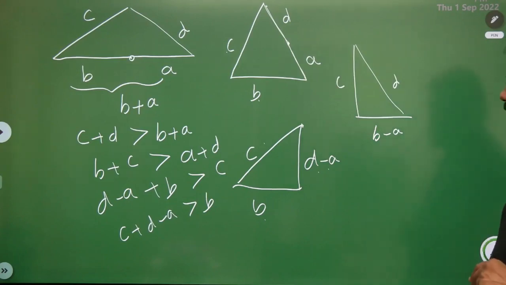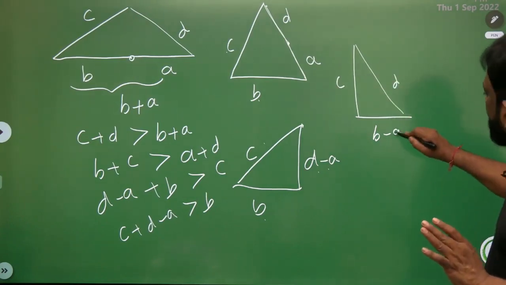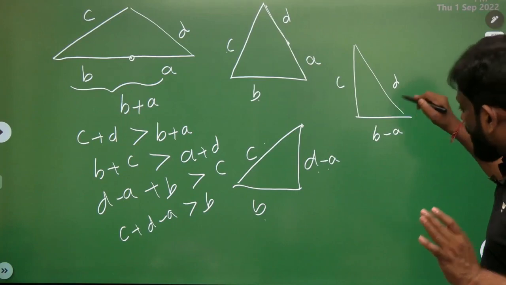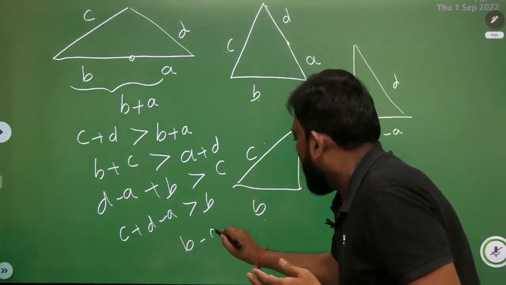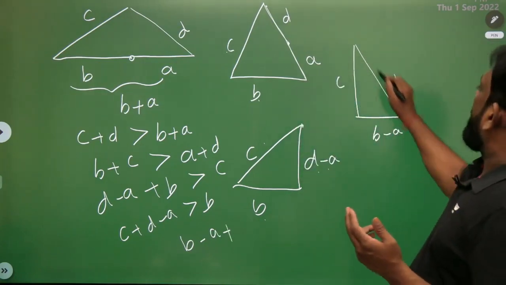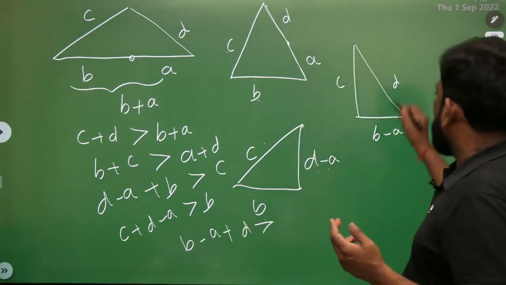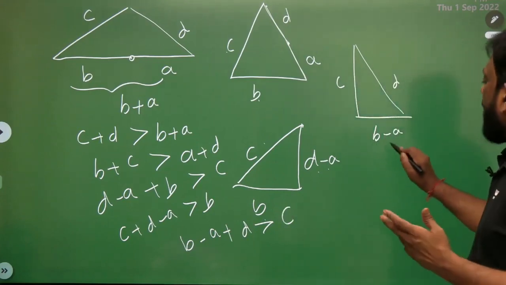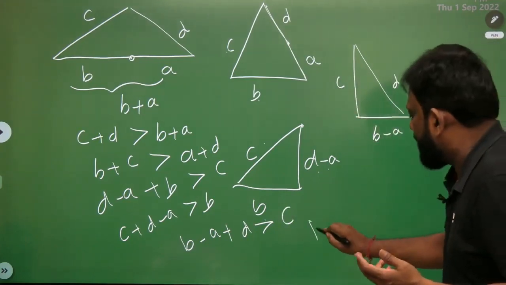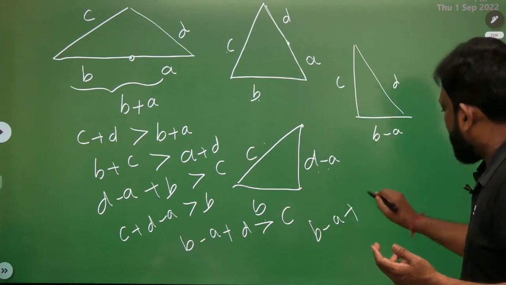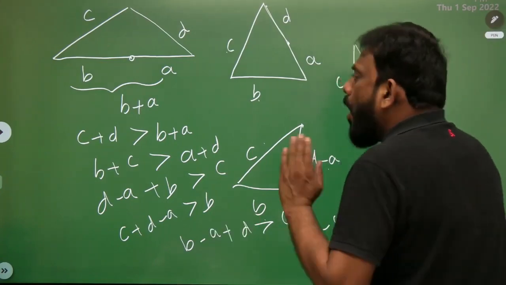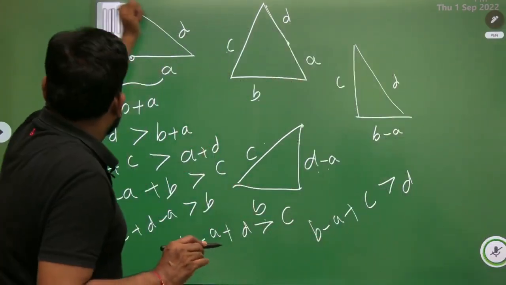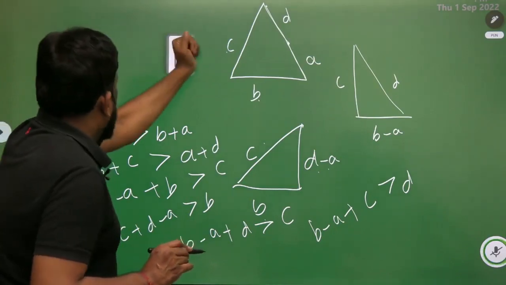Wonderful, my dear students. So from this triangle, I can write that the sum of these two sides should be greater than the other side. That is B minus A plus D should be greater than C. Or I can also write the sum of these two sides, that is B minus A plus this side, should be greater than the other side. B minus A plus C should be greater than the other side. Wonderful, my dear students. Now let me erase this, and I will obtain all conditions.